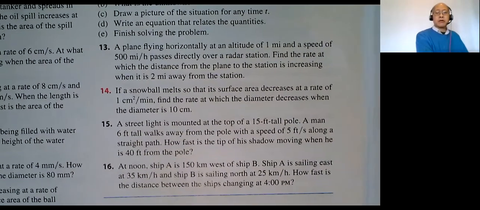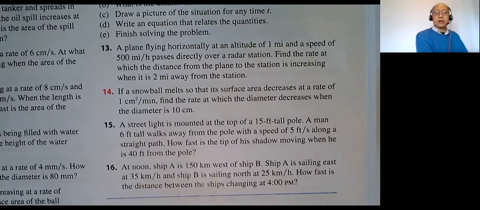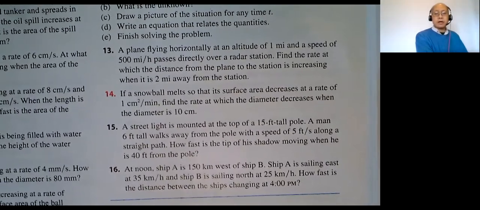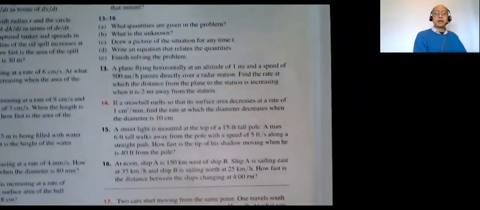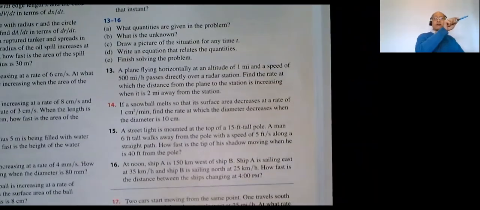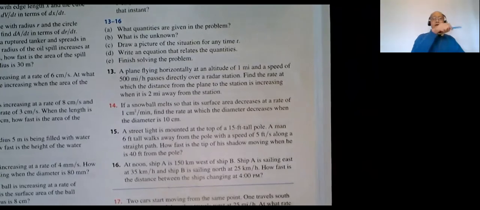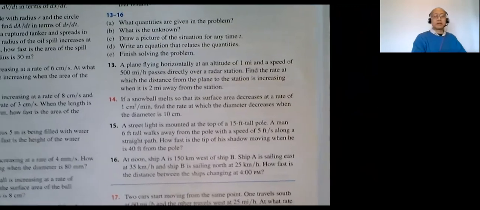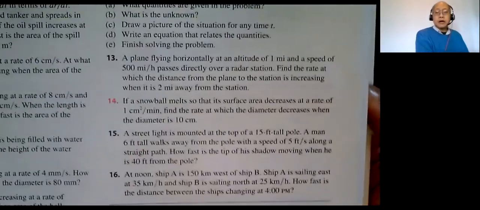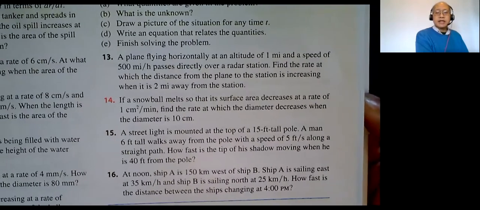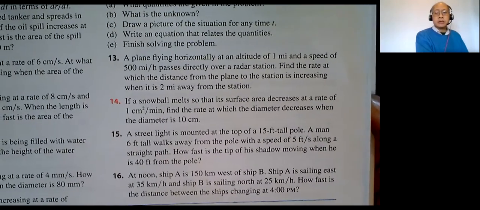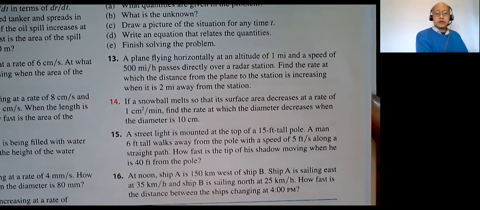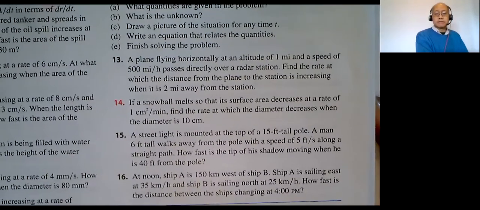A plane flying horizontally, so it's not going up, not going down, at an altitude of 1 mile, speed of 500 miles an hour, passes directly over a radar station. Okay, you can imagine the plane flying overhead. It's level, it's not going up, it's not going down. It says it's a mile up. Okay, and there's a radar station, it passes directly over a radar station. Find the rate at which the distance from the plane to the station is increasing when it is 2 miles away from the station.